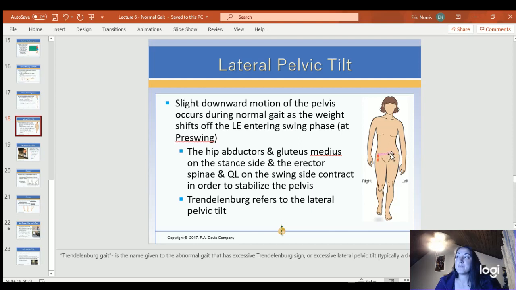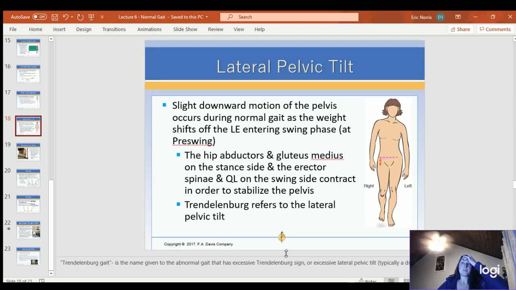But they are activating on the stance leg, and then the force couple, the opposite muscle that has the same activation is the quadratus lumborum, and of course the erector spinae. So with Trendelenburg gait, that is basically where they have excessive lateral pelvic tilt. We know that's related to gluteus medius weakness, and it is when they excessively tilt the pelvis, which would be in a downward motion towards the swinging limb. But the weakness would be indicated on the stance limb, because that's the gluteus medius that should be activating.